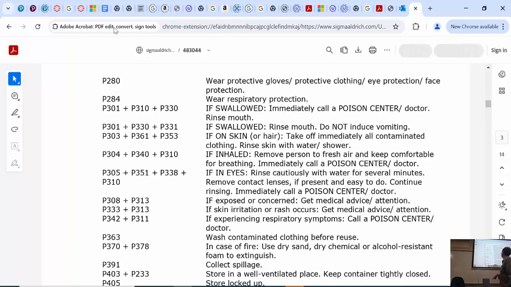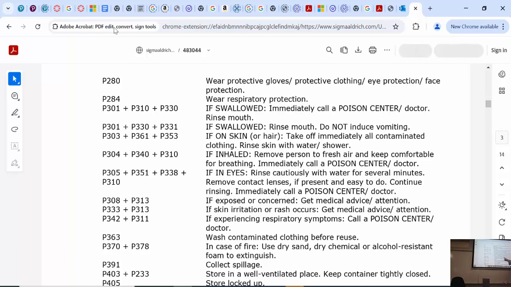What happens if you get it in the eyes? If in eyes, rinse cautiously with water for several minutes. It says several minutes, but most people say you should rinse for 15 minutes. That's because an eye is like a sponge, and rinsing off a wet sponge is not so effective and efficient. So usually 15. Remove contact lenses if present and easy to do so.